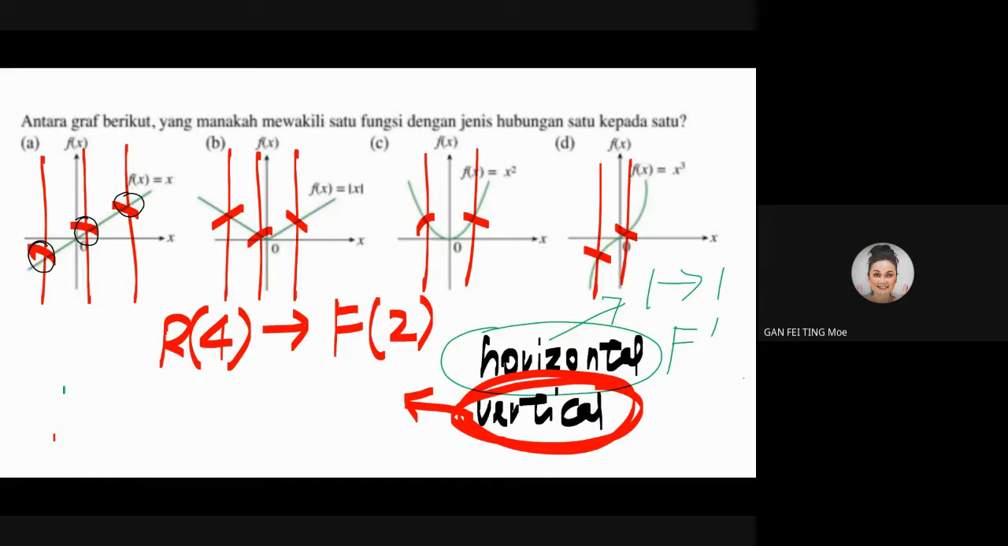If the inverse function exists, the horizontal line test has its mission. The vertical line test has its mission as well, right? So A and D. Just now, Sarah, your answer was A and D, correct?